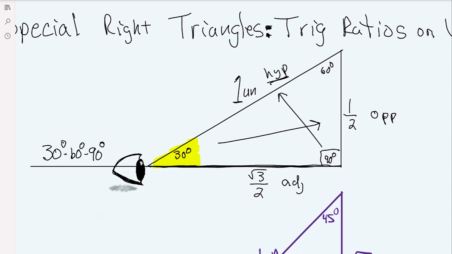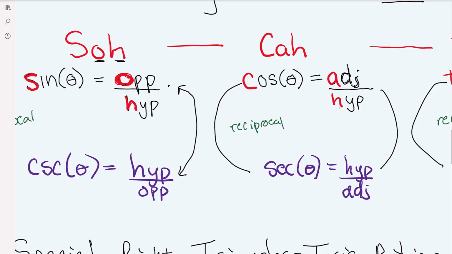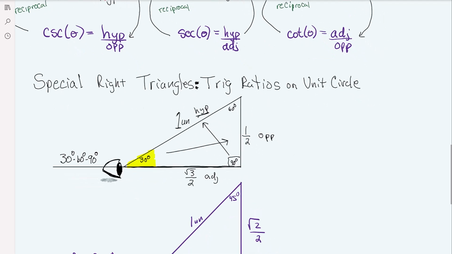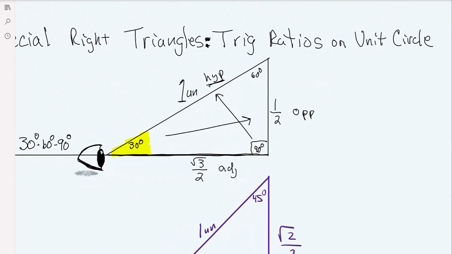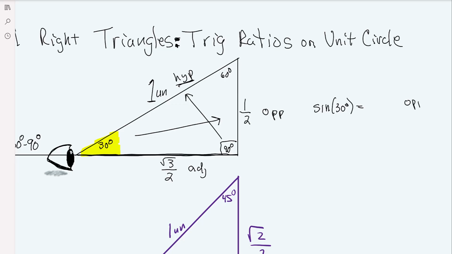Now look at what the ratio says. Sine is the ratio that's formed when we take the opposite side over the hypotenuse side. So if we said sine of 30 degrees is the opposite side over the hypotenuse, we would have 1/2 divided by 1. Well, 1/2 divided by 1 is 1/2. So that's the sine ratio.